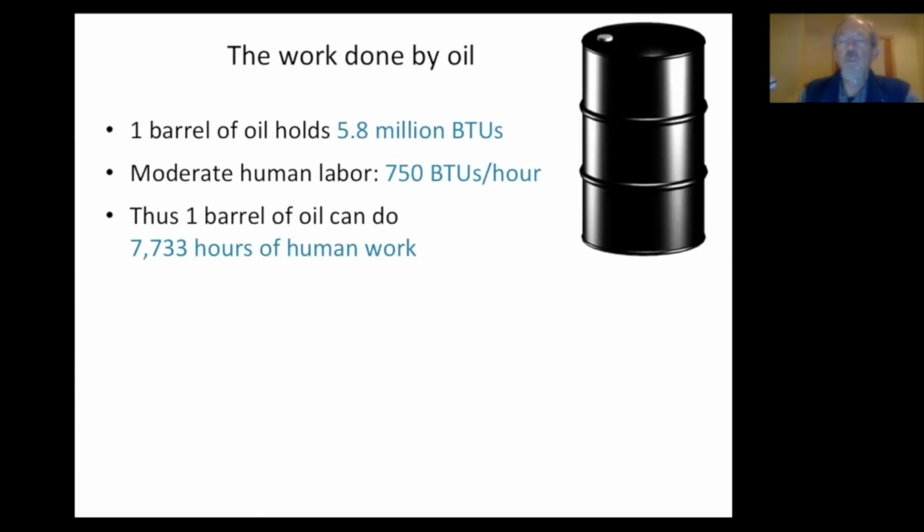And just to go through one more cool little number, I'm a numbers geek, and so excuse me for taking a little excursion into this. But another measure of energy is the British thermal unit, and a barrel of oil holds 5.8 million BTUs. And a human being working at a moderate pace, I said 250 watts, that works out to be about the same as 750 BTUs. So what that means is that one barrel of oil has the same amount of energy in it as 7,733 hours of a person working.